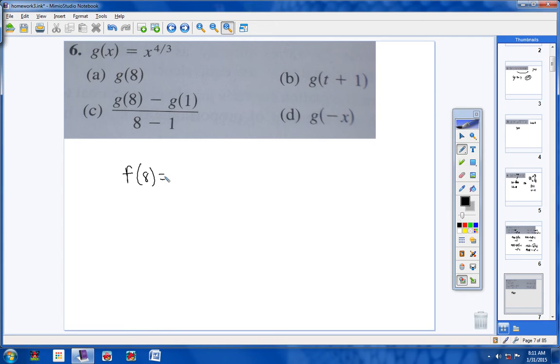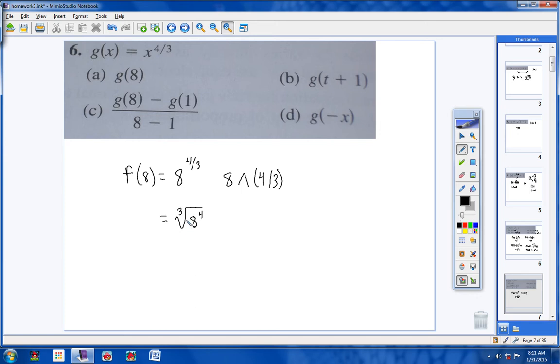Okay, f of 8 equals, everywhere there's an x, I'm going to put an 8. So we have 8 to the 4/3 power. Now, hopefully you remember what this means. That means the cubed root of 8 to the 4th power. Okay, now, you're welcome to use a calculator if you want to. You would hit 8, then arrow for exponent, then parentheses, 4 divided by 3, close your parentheses, okay?